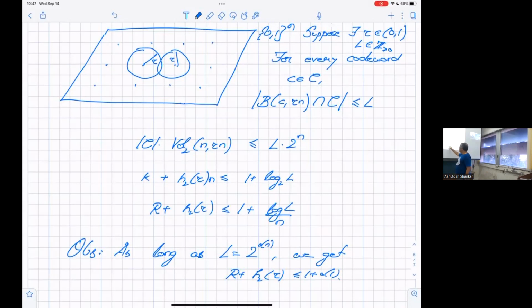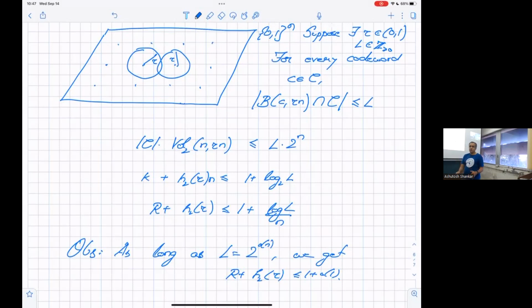Can I get a pair tau and L for which L is 2 to the little o(1) and tau is larger than delta by 2? As I keep going larger than delta by 2, this number becomes larger and it's a better and better bound over R. So it certainly subsumes within it the Hamming bound.